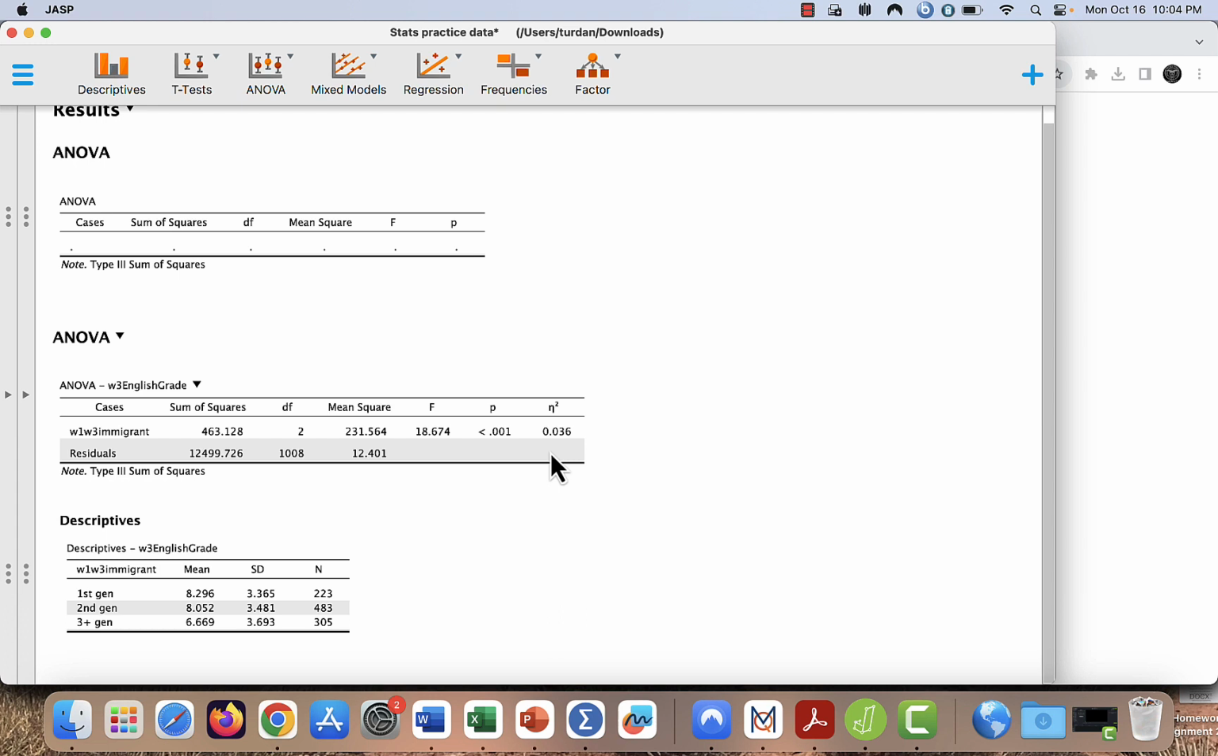Also notice that this eta squared is 0.036. You interpret this as the effect size, and you interpret this as a percentage of variance explained. So what this tells us is that of the variance in our dependent variable, which is grade in English, 3.6% of that variance can be explained by knowing which generational group kids are in.